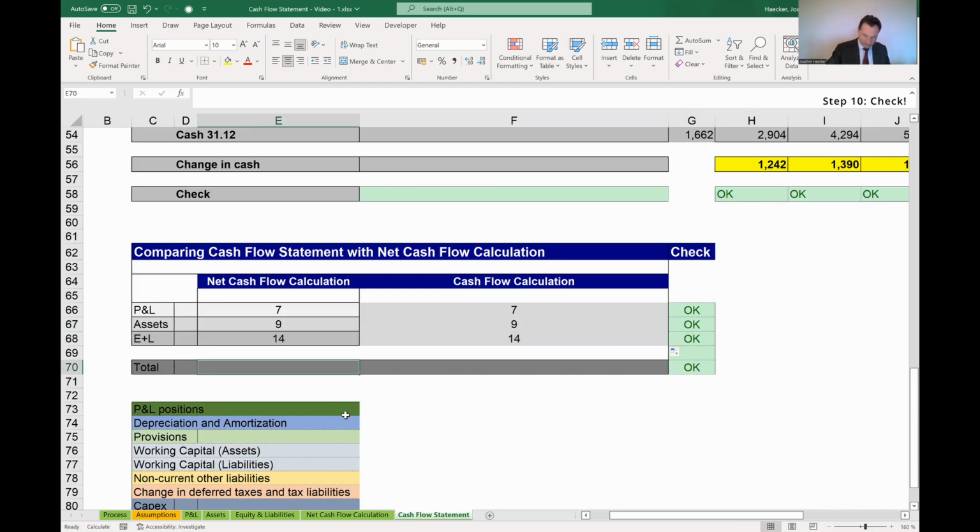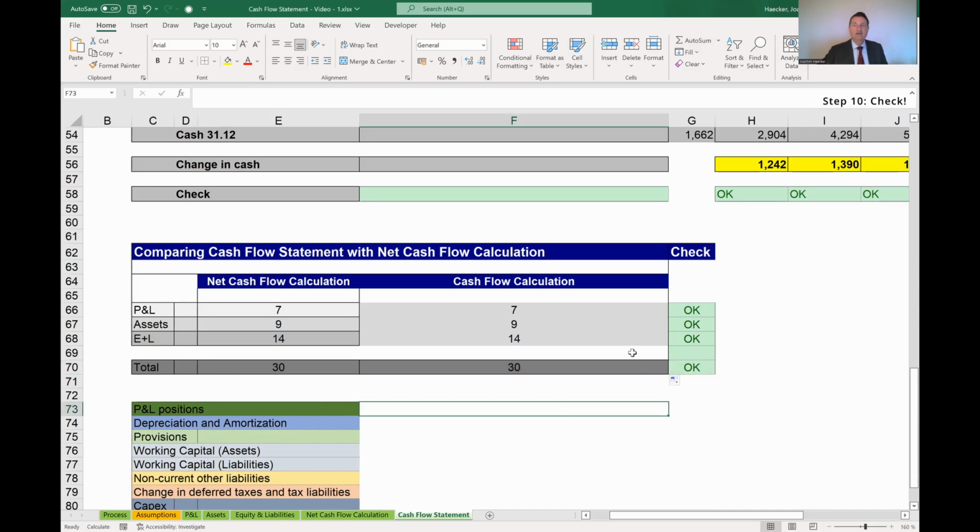14. Total, well, the total 30. Total 30. Everything is okay. So we are done. We made it.